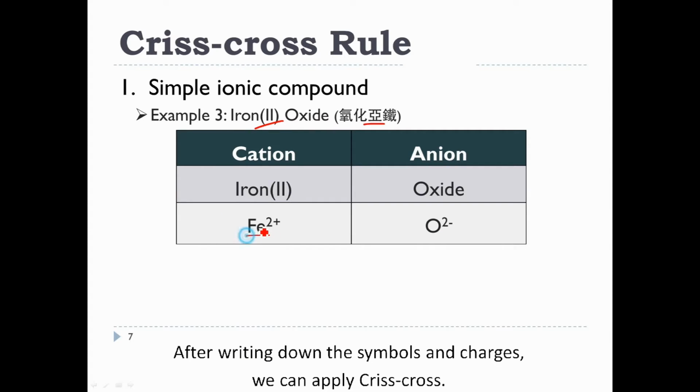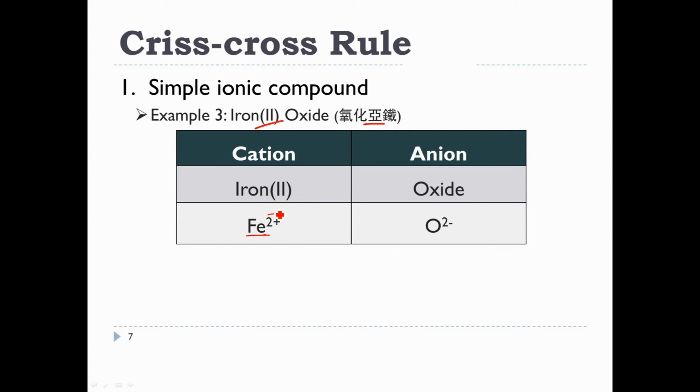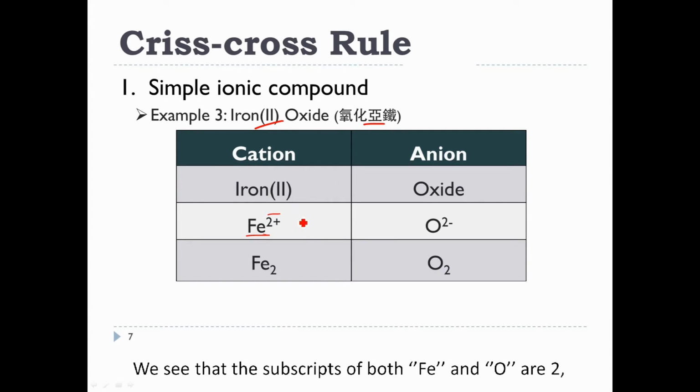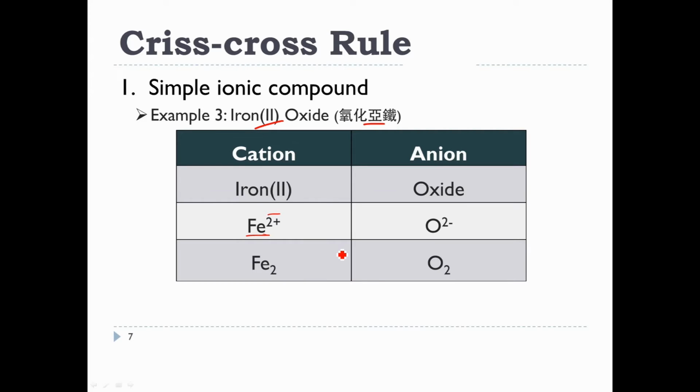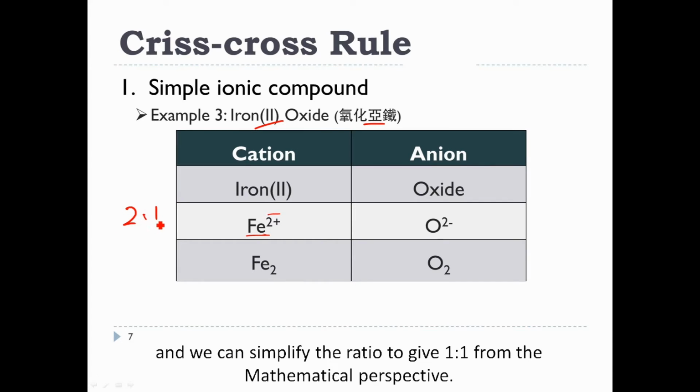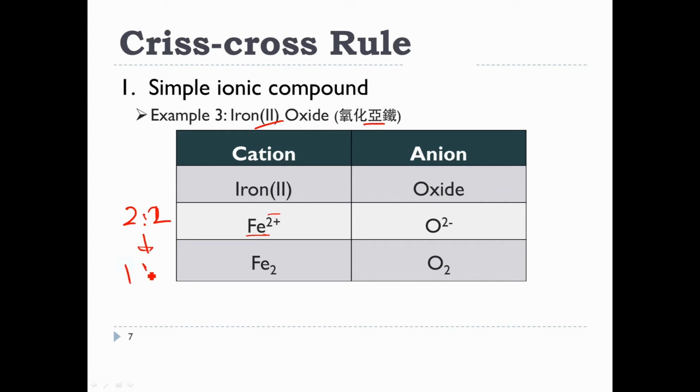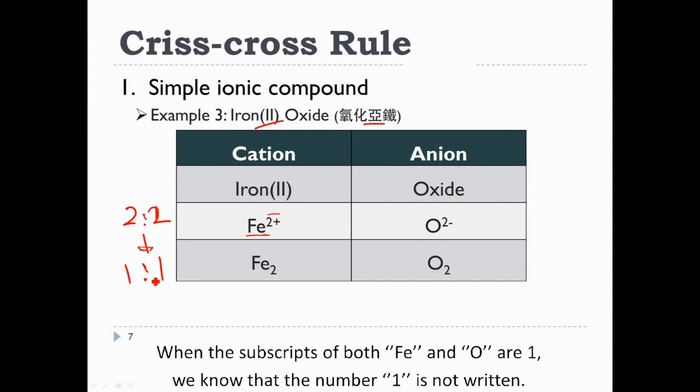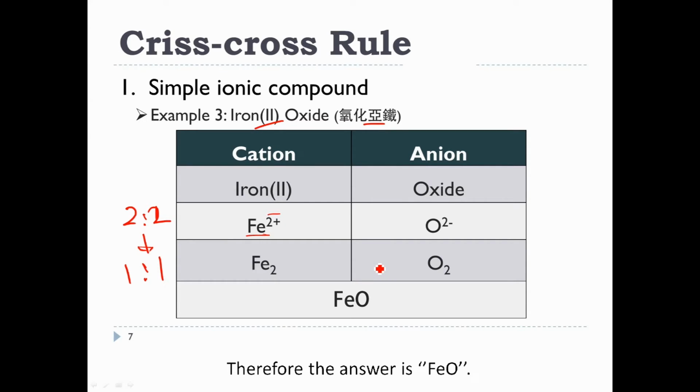After writing down the symbols and charges, we can apply criss-cross. We see that the subscripts of both Fe and O are 2. Meaning the ratio of units of Fe to O is 2 to 2, and we can simplify the ratio to give 1 to 1 from the mathematical perspective. When the subscripts of both Fe and O are 1, we know that the number 1 is not written. Therefore the answer is FeO.